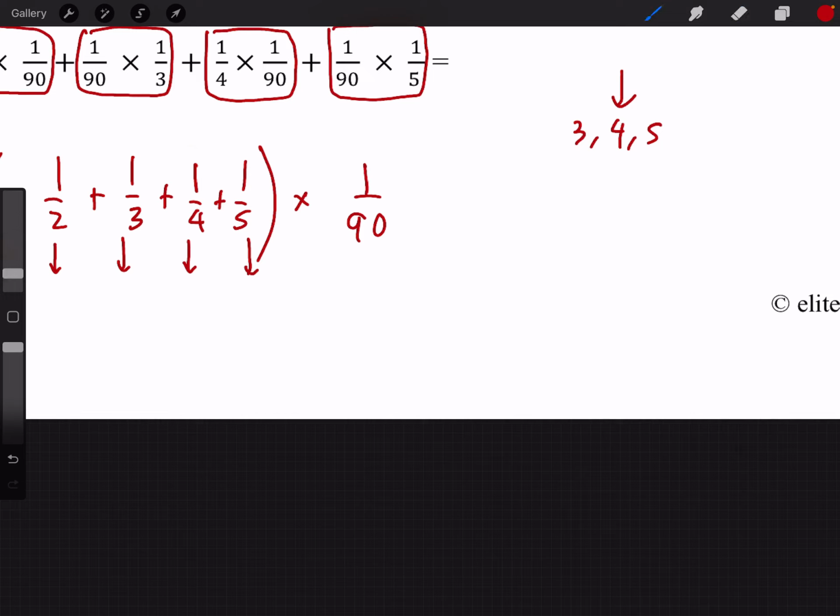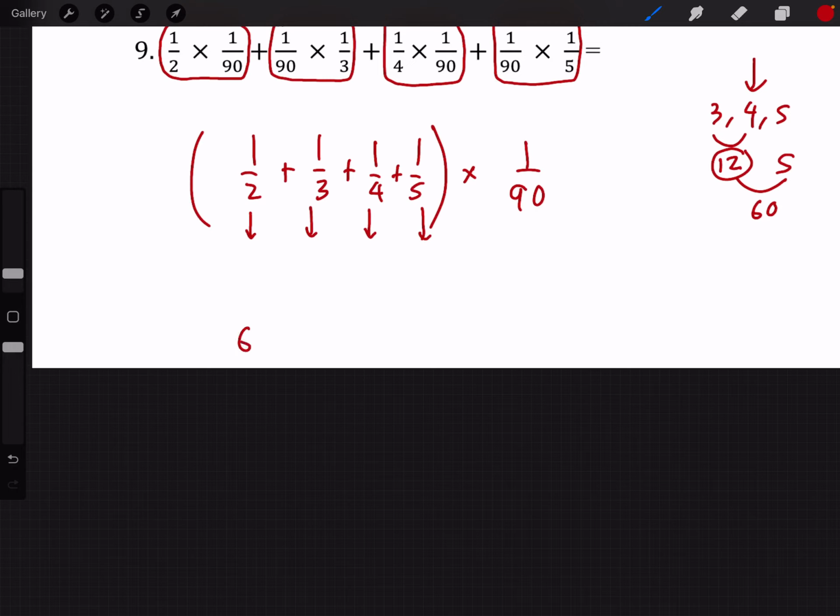All right, so let's have a look at these 3. To find the lowest common multiple, we just say, okay, let's look at 3 and 4. 3 times 4, lowest common multiple is 12. And then between 12 and 5, the lowest common multiple is 60. So therefore, the lowest number we should use is 60 for all of them, like this.